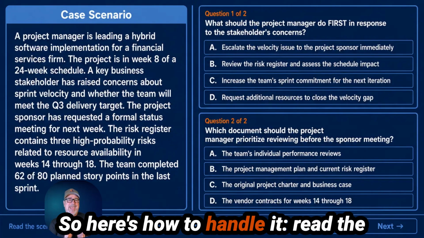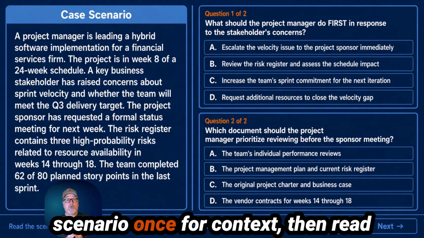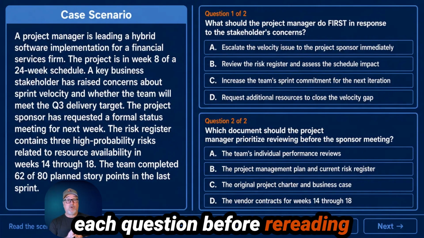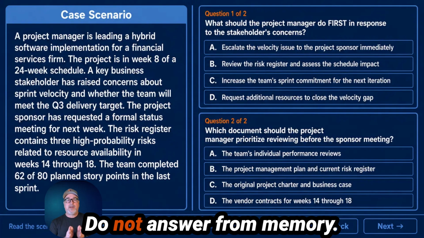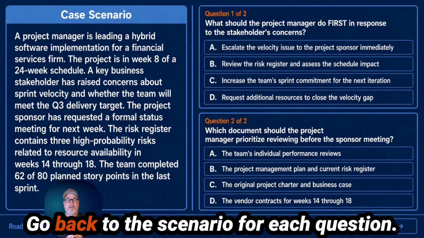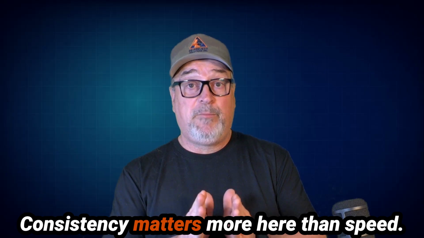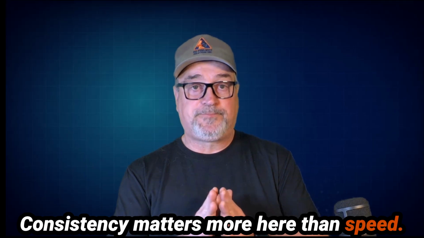So here's how to handle it. Read the scenario once for context. Then read each question before rereading the relevant part of the scenario. Do not answer from memory. Go back to the scenario for each question. Consistency matters more here than speed.